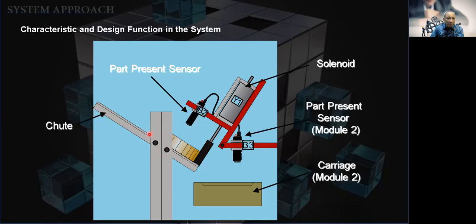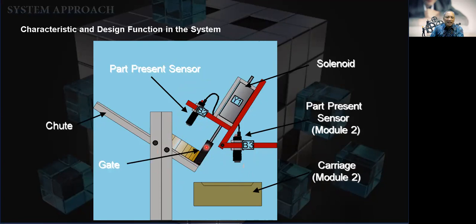This is the chute before. This is the part presence sensor. So this is the gear sensor, the proximity sensors, and there's also a sensor here in the module. There's some carriage to collect the part after it is accepted by this extended solenoid. Yes, this is the solenoid itself.